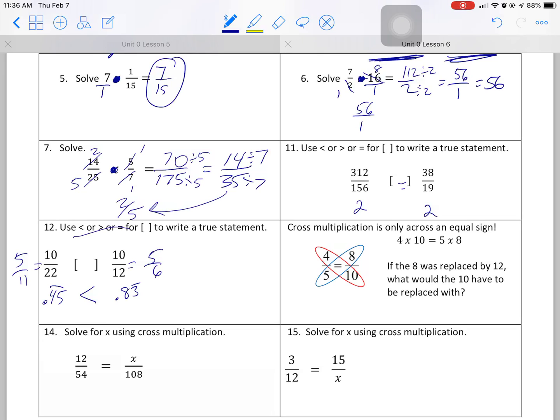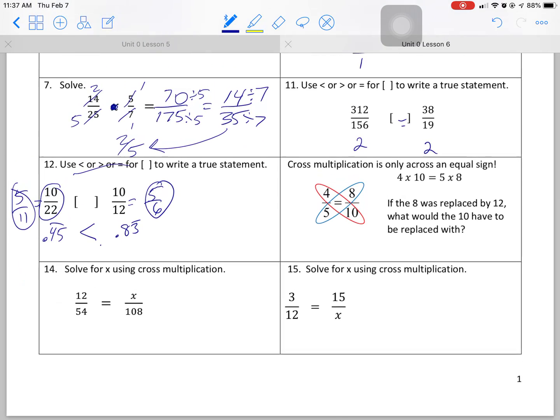You can also do a little logic. 5 out of 6 is almost 6 out of 6, so that's a lot of 6s. This one is only about 10 over, is only about half. This is only about half. So if this is most and this is half, then this has to be greater than that. Hopefully you followed that. All right.